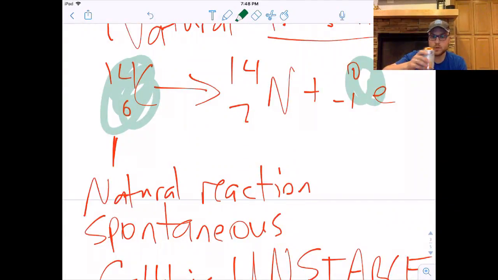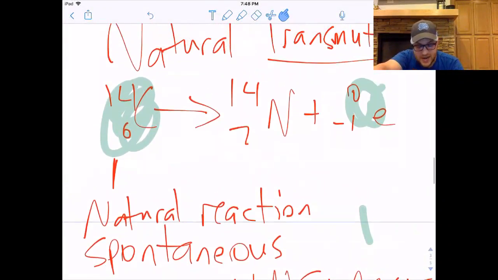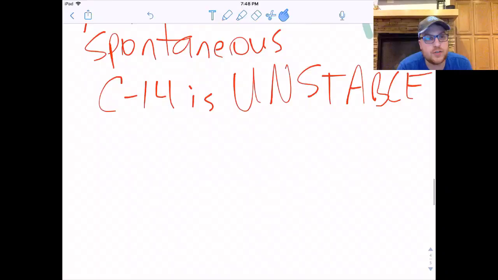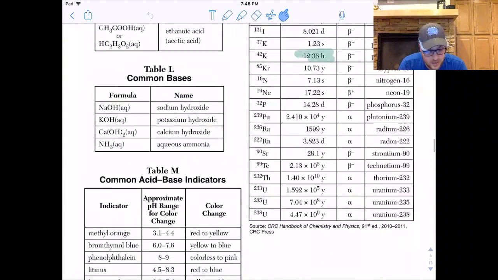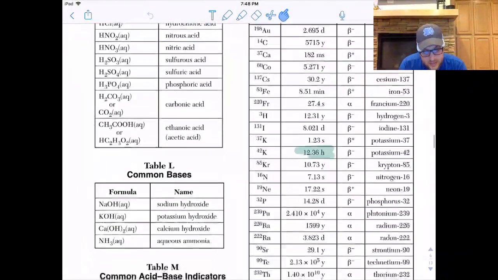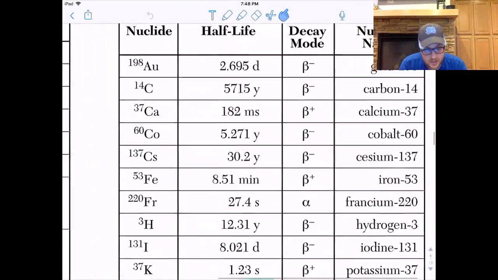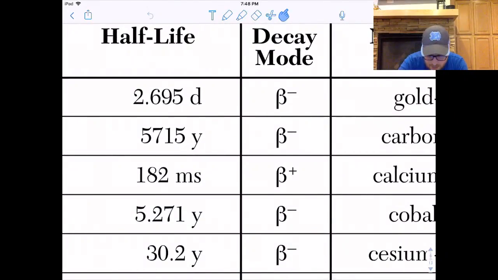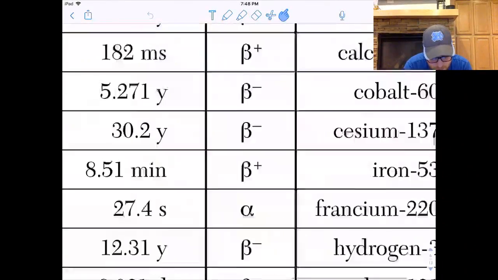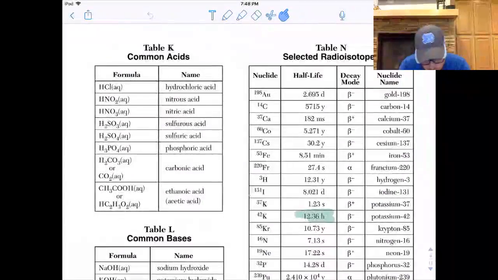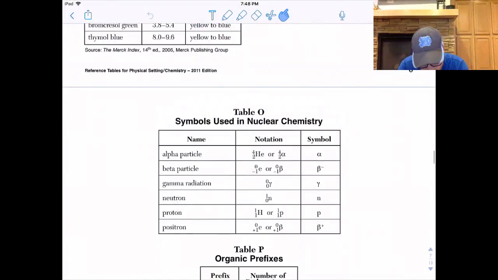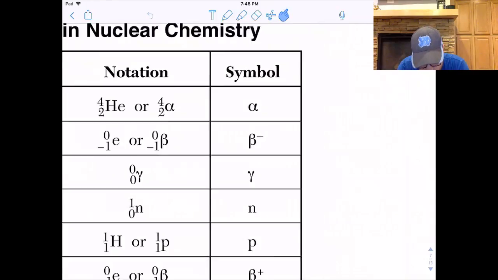Alright, so that's a natural transmutation. And there are 4 types that you'll see of natural transmutations. There are 3 types on table N, under this column called decay mode. So we've got B-, B+, and an A. And if you're wondering what the heck that means, you scroll down to table O, and all those symbols are listed and defined with their charges and their names.